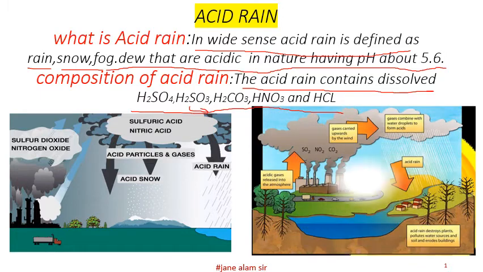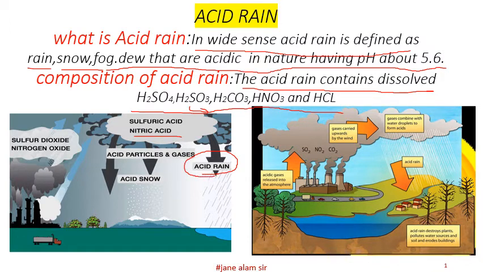Here you see the picture of how acid rains occur. In this diagram, sulfur dioxide, when oxidized, forms sulfuric acid, and this sulfuric acid or nitric acid dissolves in rain and forms acid rain.